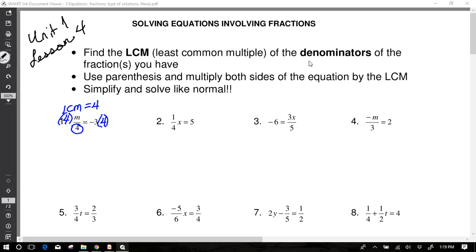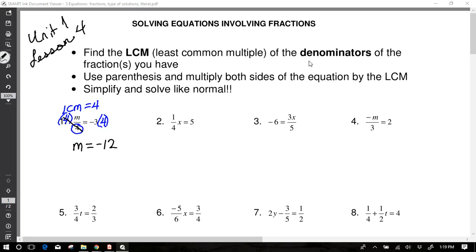Now what I'm going to do is simplify this. So 4 over 4 cancels out, and I'm left with just m equals, and then 3 times 4 is negative 12. And that's it. I'm all done.